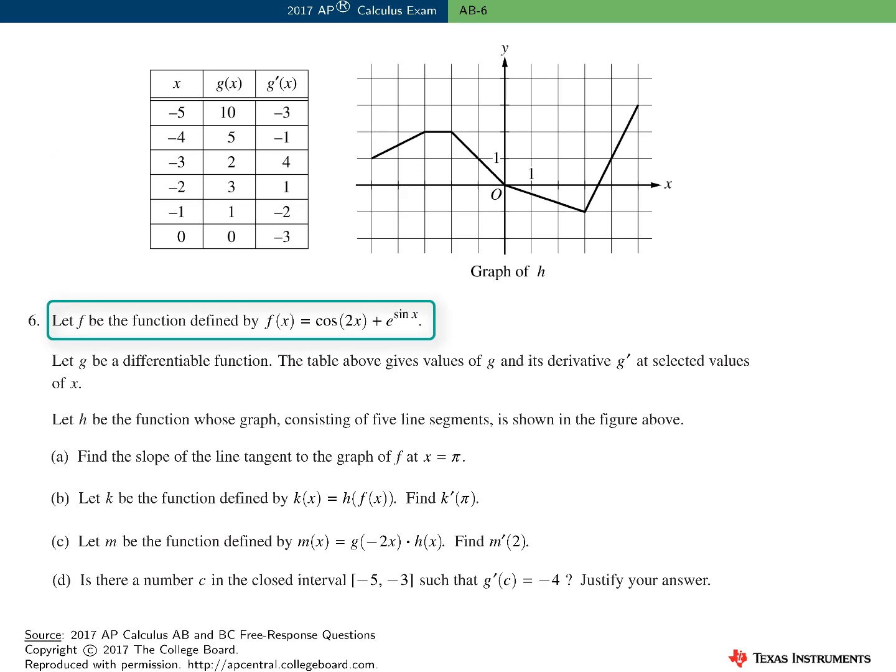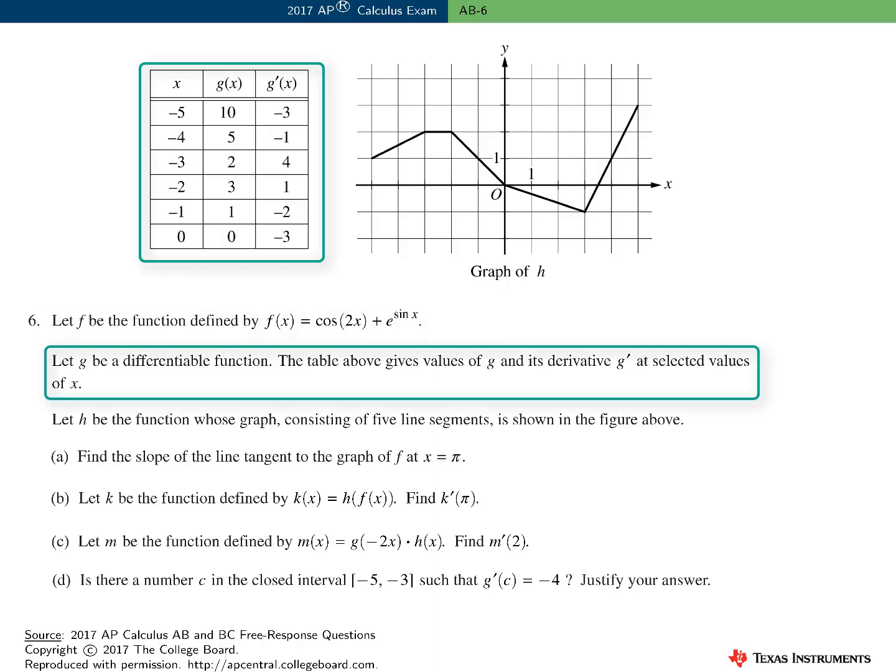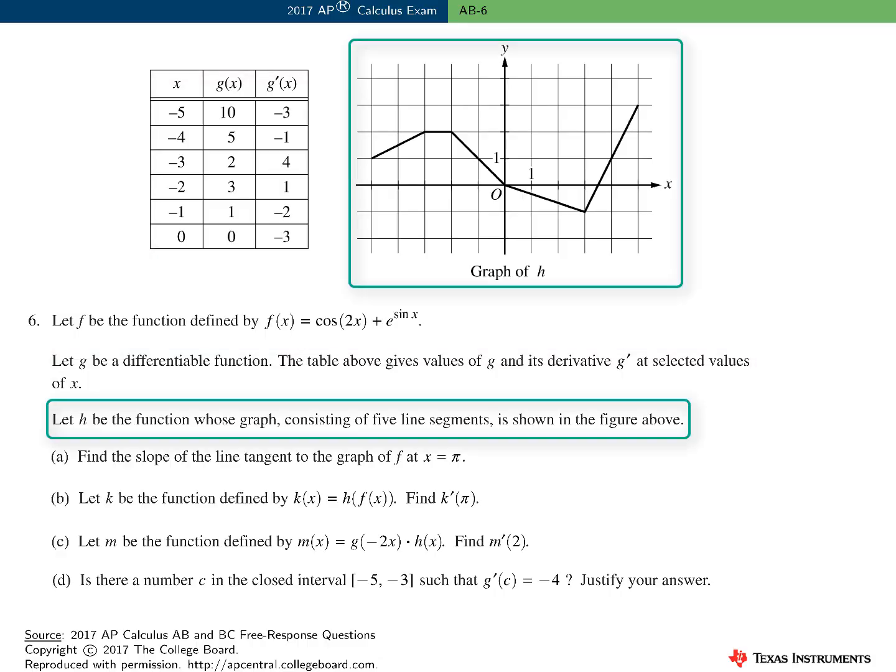In this problem, we start with a function f, defined by f of x is equal to the cosine of 2x plus e to the sine x. G is a differentiable function, and the table gives values of g and its derivative g prime at selected values of x. H is a function whose graph consists of 5 line segments and is shown in the given figure.